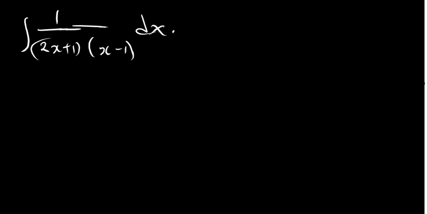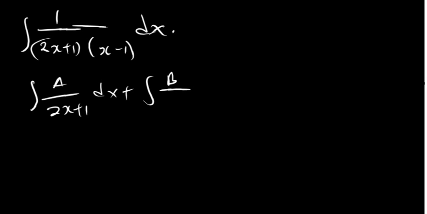Let's say we have 1 over 2x plus 1 times x minus 1. How can we integrate it? This is going to be equal to the integral of a over 2x plus 1 dx plus the integral of b over x minus 1 dx. So our goal is to find the value of a and b. In short, if you are dealing with integration by partial fractions, just know that the final answer is going to carry ln.